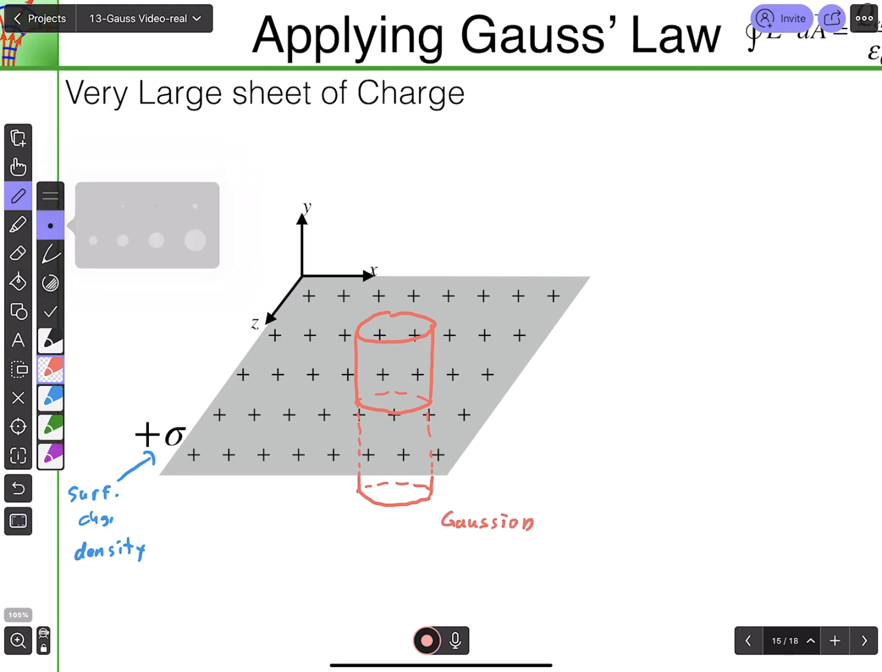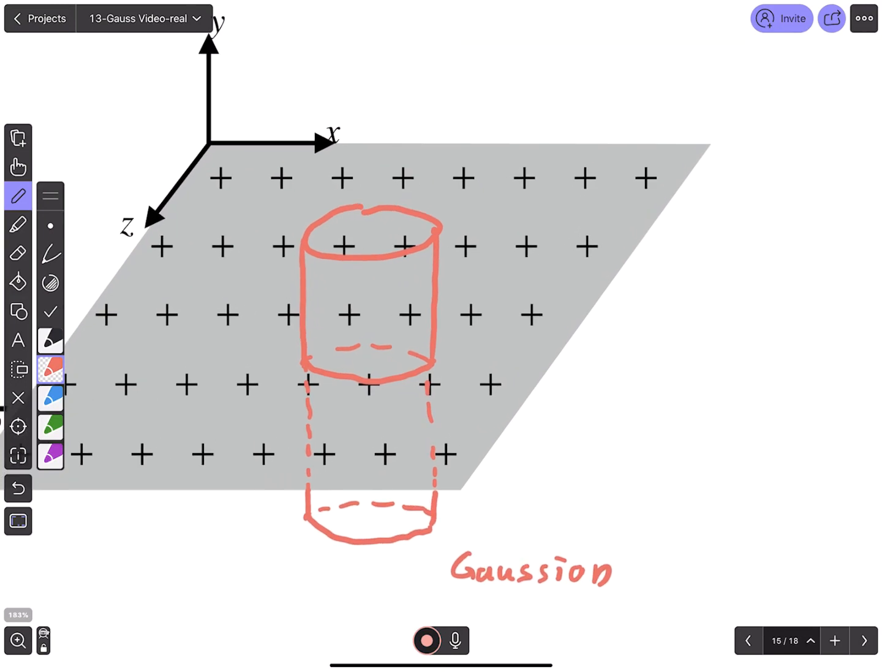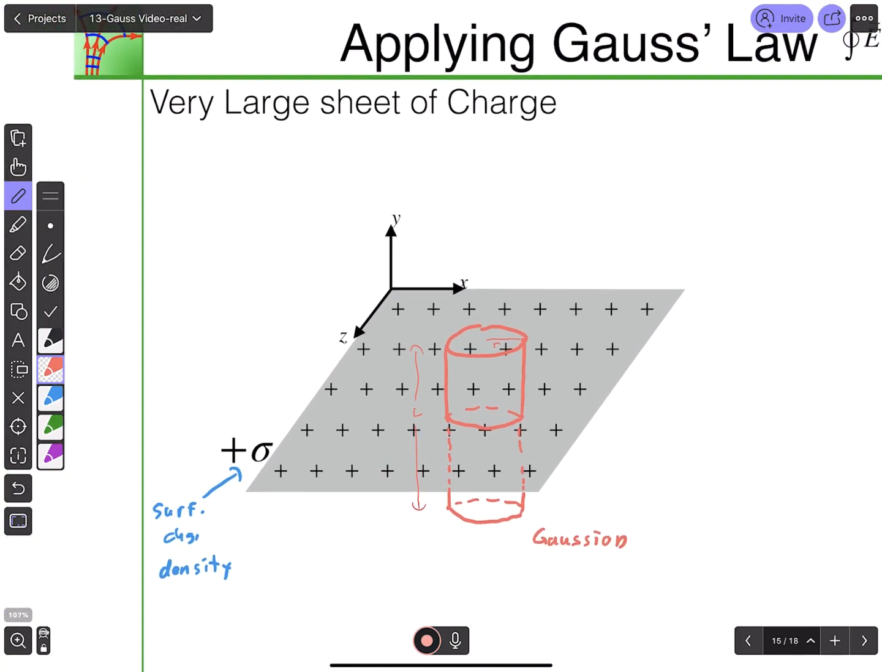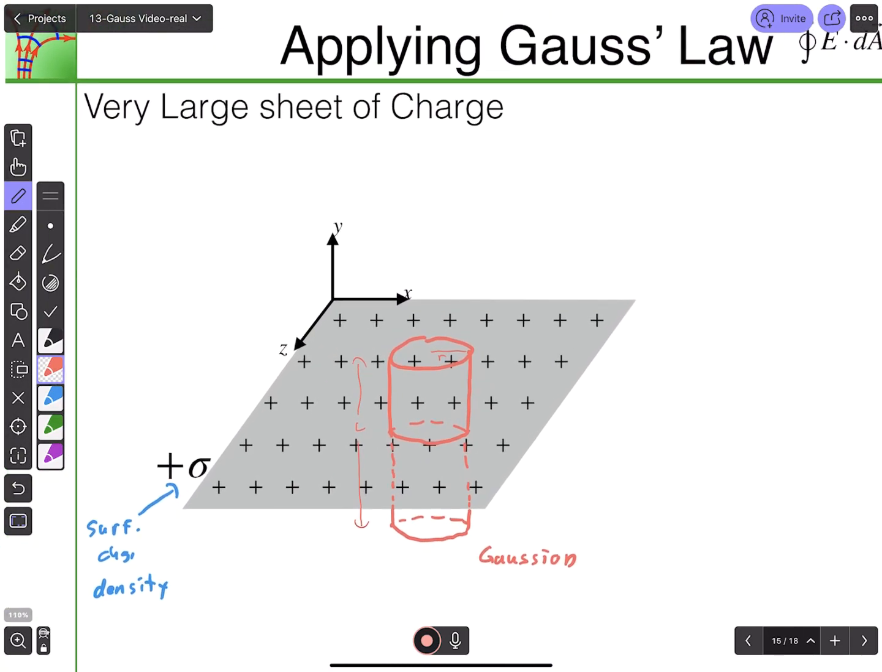Let me make my pen a little finer, and it's going to have a radius r and a length l, like so. So now, with this Gaussian, we can look here. Let's say I look at a point on the top. The electric field points upwards, right? And the area vector also points upwards. So in this case, E dot dA is going to be just E times dA, because they're pointing in the same direction, that just becomes E dA.